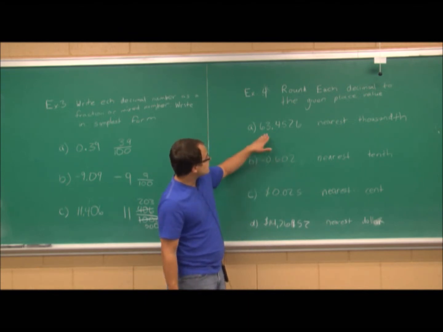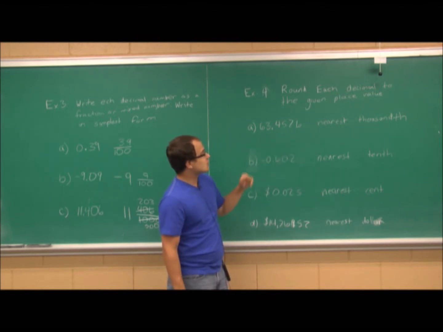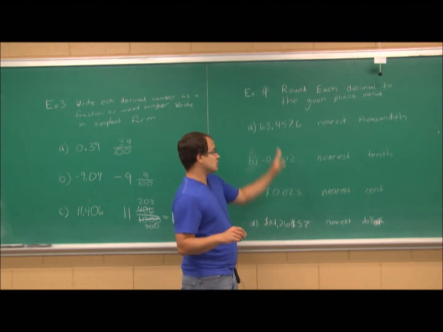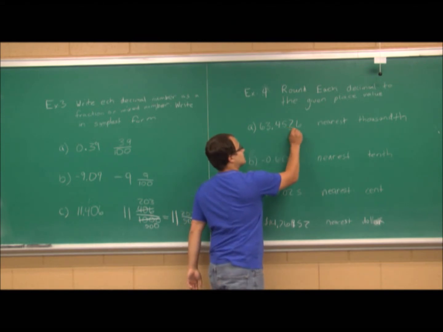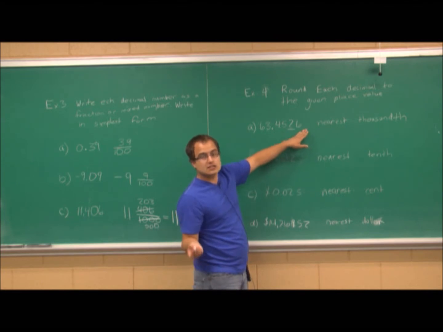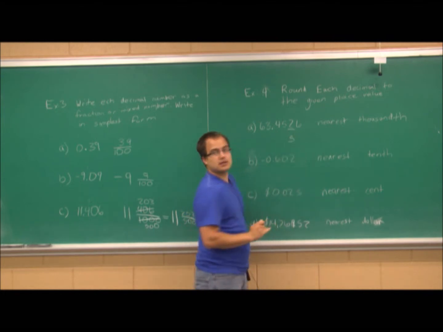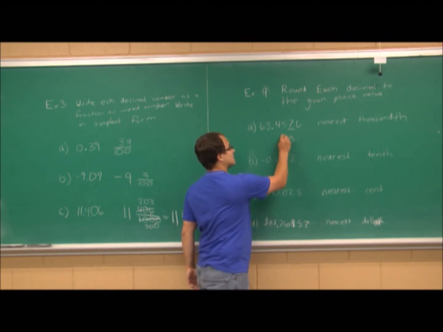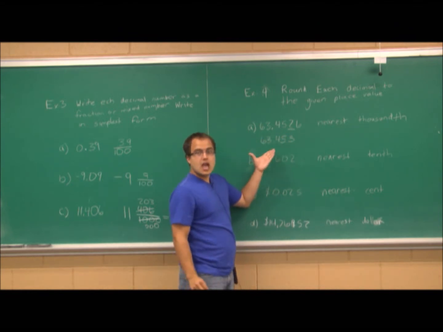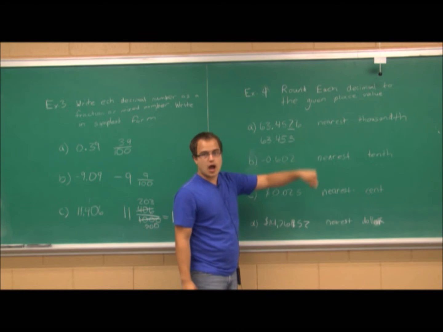So for A, 63 and 4,526 hundred thousandths, round to the nearest thousandths. So what I like to do is I like to underline what I'm rounding to, nearest thousandths. So that's this 2. Then again, you look immediately to the right. It's a 6. It's greater than 5, so that means I round this up to a 3 and drop that place value. Everything else stays the same. So our final answer is 63 and 453 thousandths. Notice that the hundred thousandths place was dropped because it's a decimal.